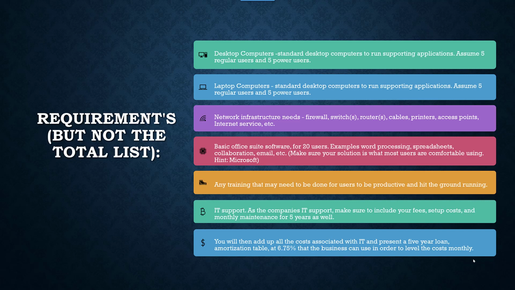You'll then add all of these costs together. Remember, licensing, monthly fees, annual fees, whatever it is, add it all up, come up with a lump sum, and then give me a 5-year loan at 6.75% APR, that's annual percentage rate, with an amortization table, so that the company can see how much they're going to spend each month, how much is going towards principal, how much is going towards interest. Folks, if you don't remember how to do an amortization table or you were never shown, I would suggest YouTube.